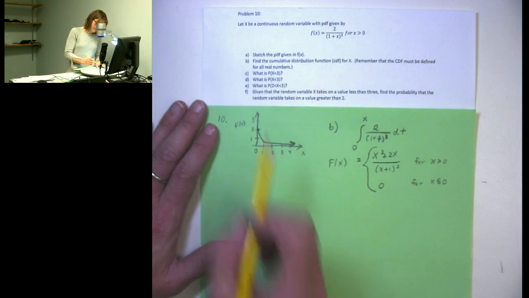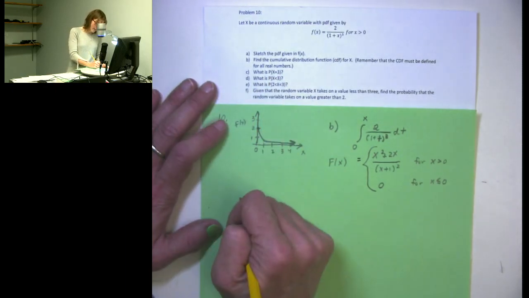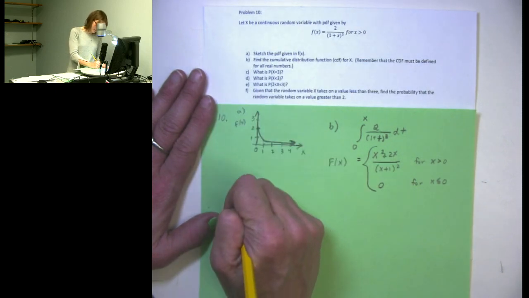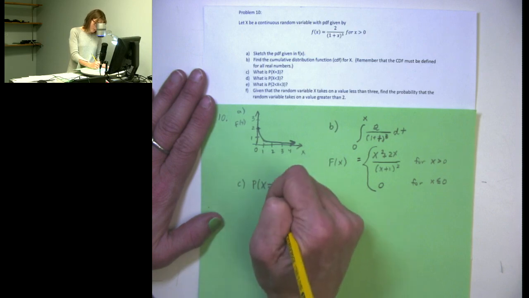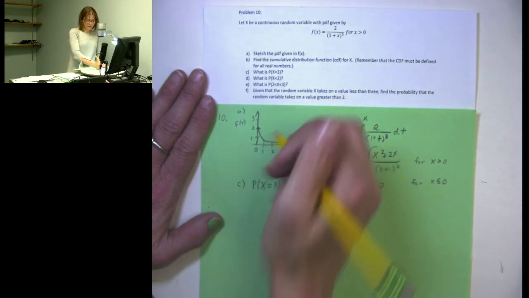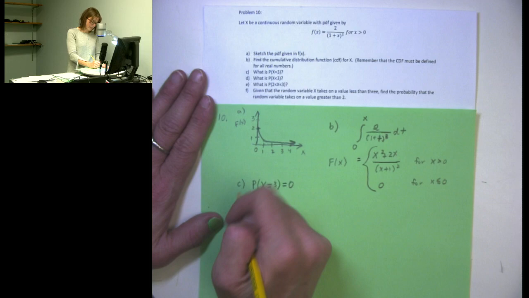Now part C asks me to find the probability that x takes on the exact value 3. And keep in mind, whenever I am working with a continuous random variable, the probability that that random variable takes on any individual particular value is always equal to 0, because there is no area under the curve at one exact point. So that's an easy one.